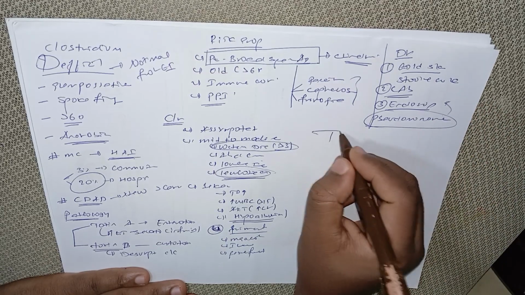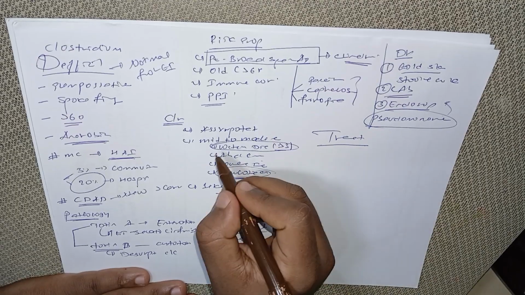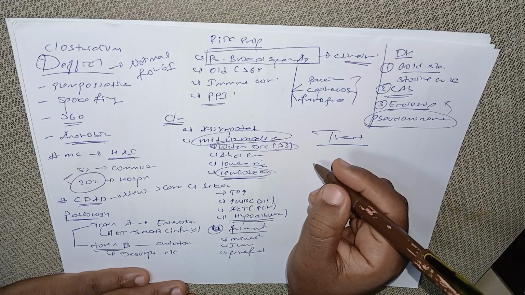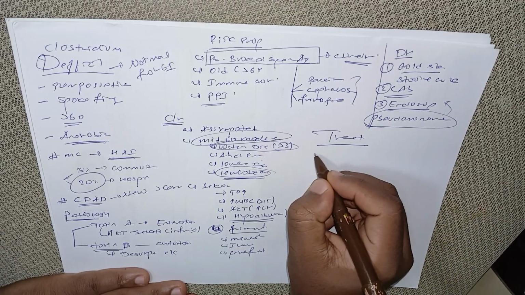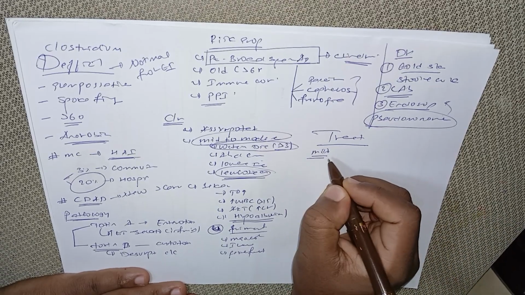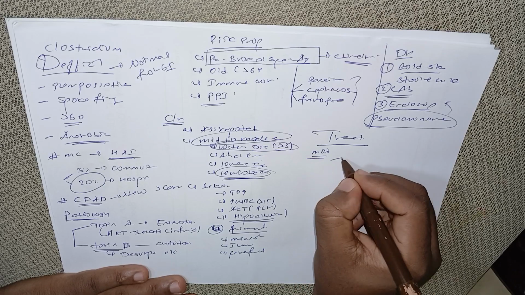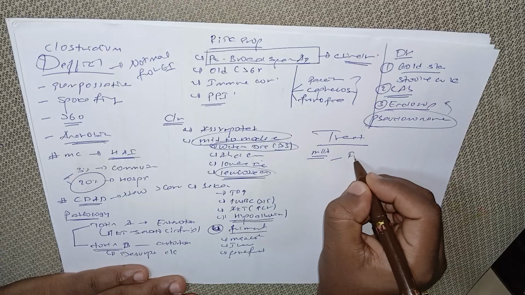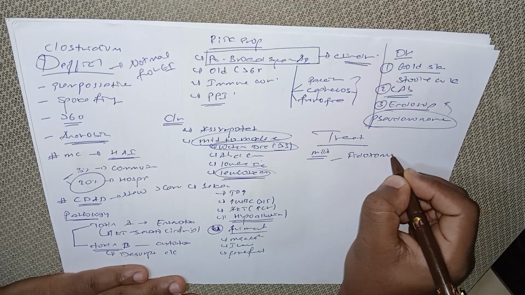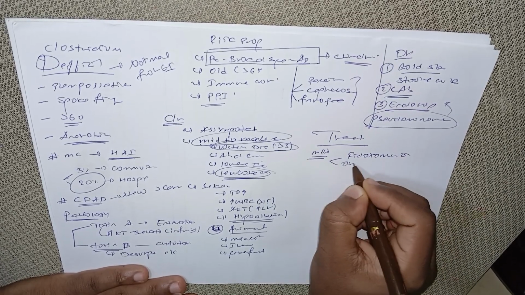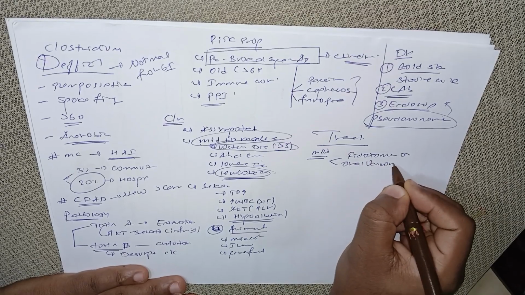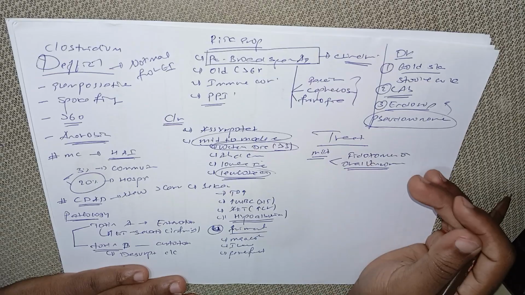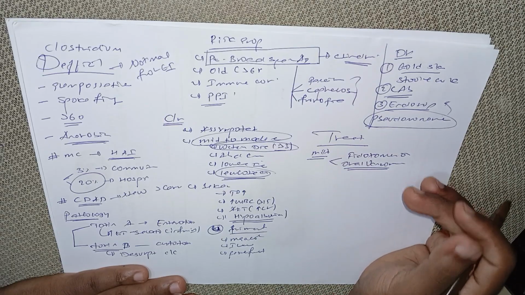So how do you manage this patient? What are the treatments? If the patient presents with mild to moderate symptoms, we can treat initially as non-severe, like mild. For the mild symptoms, we can manage these patients with two options. The first one is fidaxomicin or oral vancomycin. So either fidaxomicin or oral vancomycin.